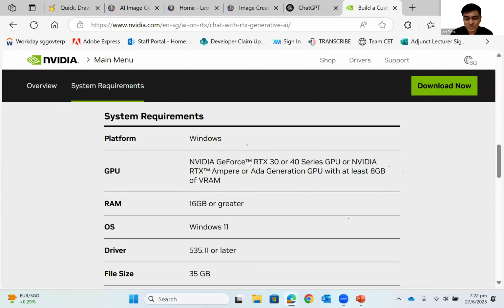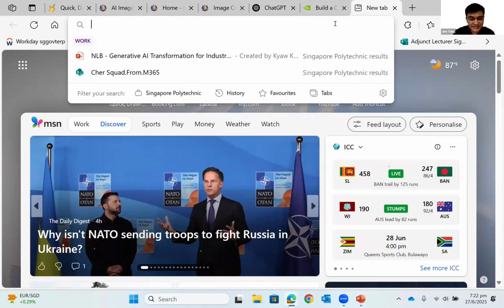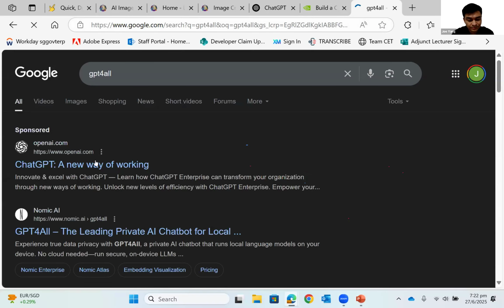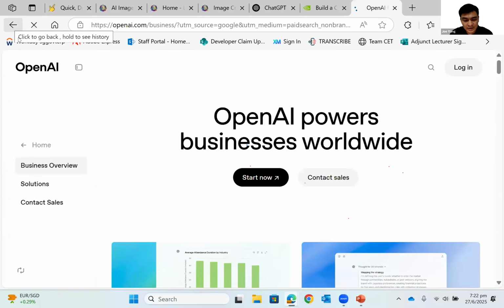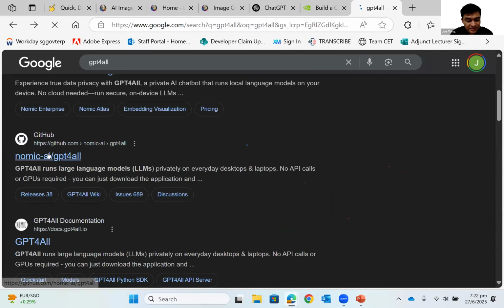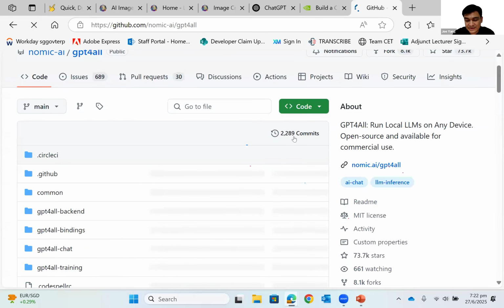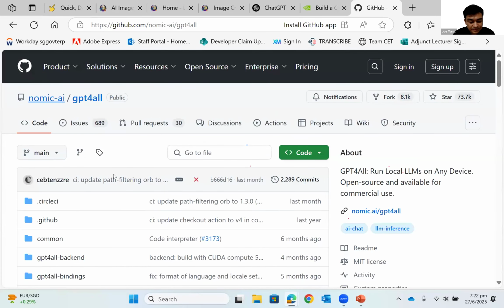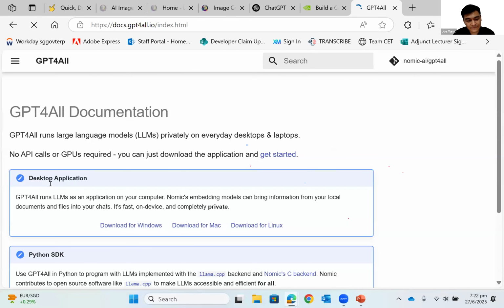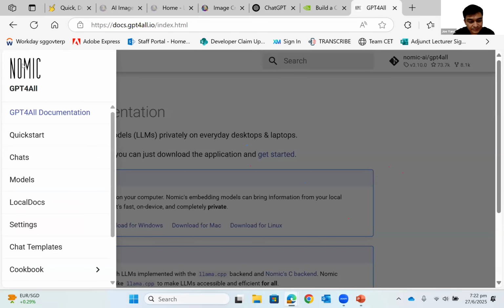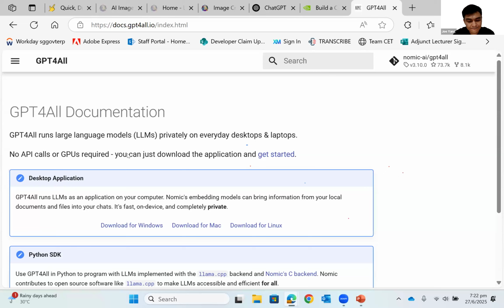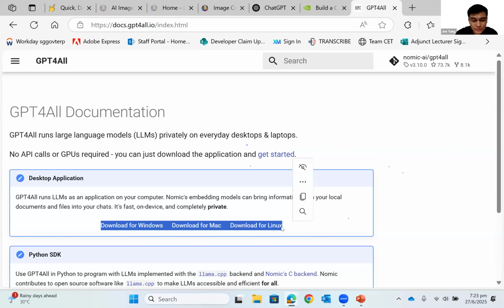Another software is called GPT for All. Okay, GPT for All over here. You can download the GPT for All program and the documentation. Let me go to the website. From there, you can download for Windows, for Mac, and for Linux. So if you want to play tonight or tomorrow, you can just download it. Then you can run your language model on your own computer without using any internet access.